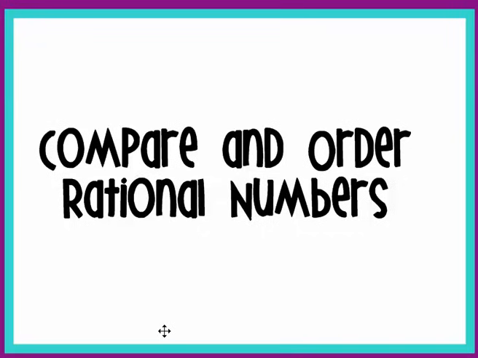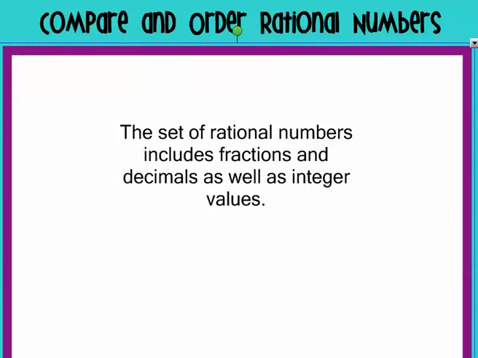In this lesson, we look at how we compare and order rational numbers. Comparing and ordering rational numbers is really just like ordering those integer values that we've been working with. But the set of rational numbers includes fractions and decimals as well. So we'll have to think about those in our work today.